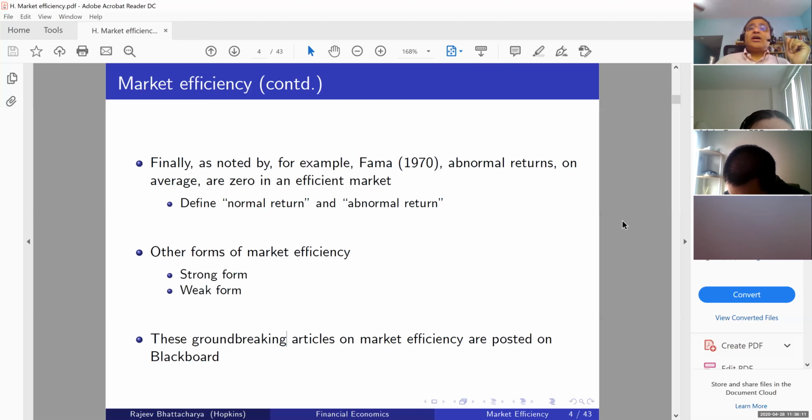All right. As I mentioned earlier, there are other forms of market efficiency. What we have discussed so far is semi-strong form market efficiency, where prices reflect all publicly available information. The other forms: first is strong form, where markets reflect all information, public or non-public. So clearly it's a very strong requirement.